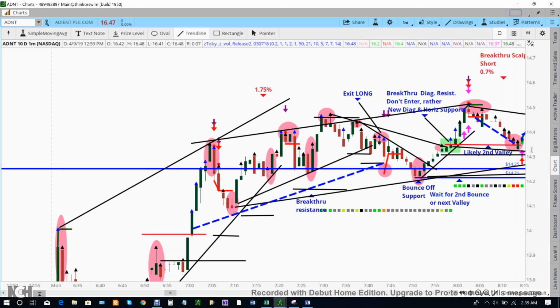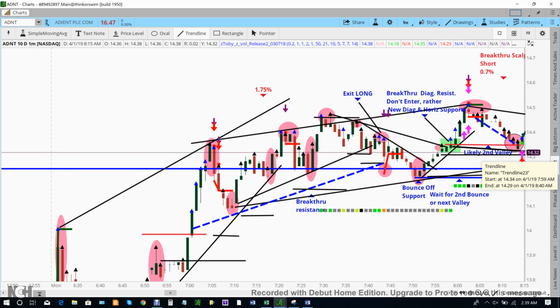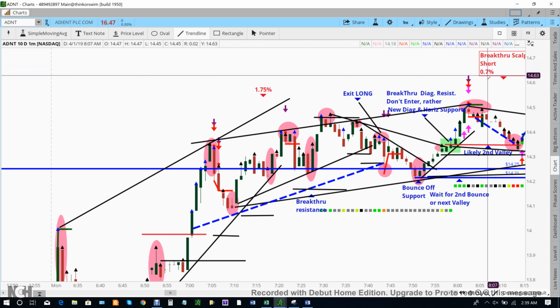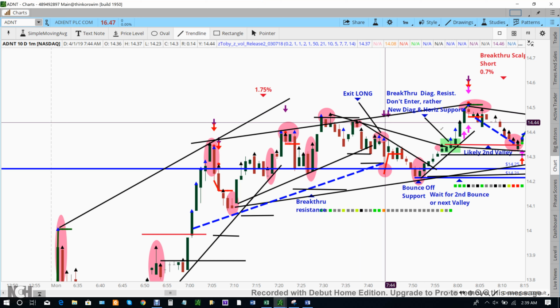And there, it hit it. So right there, that's my sell order, from there to there. And so what we just did is we just made 0.7% on that one, and then this one we made 1.75%.